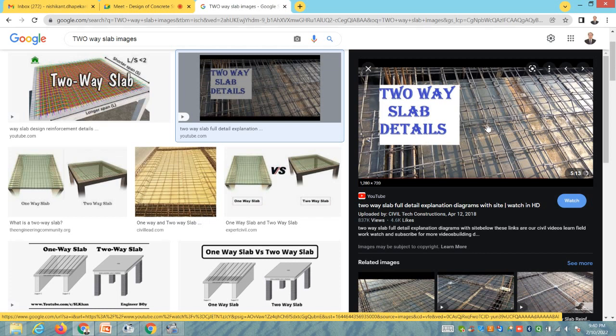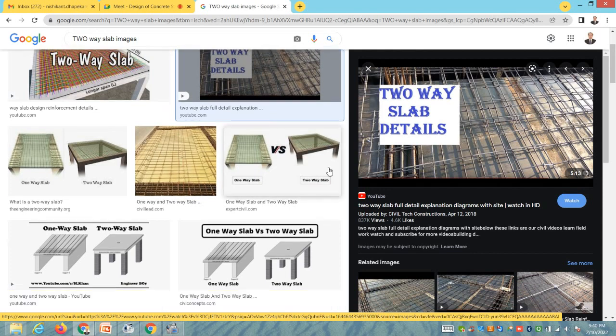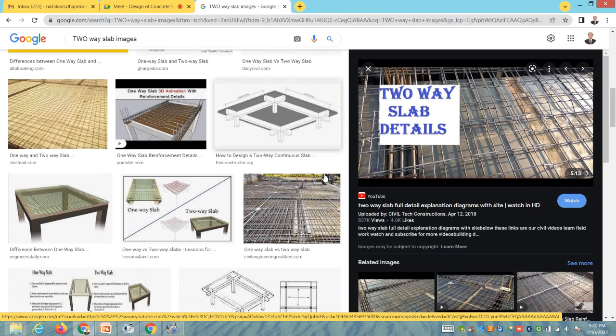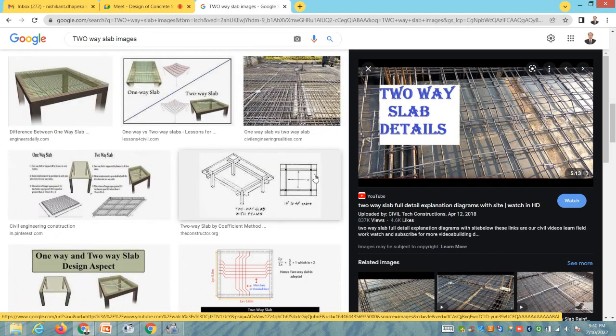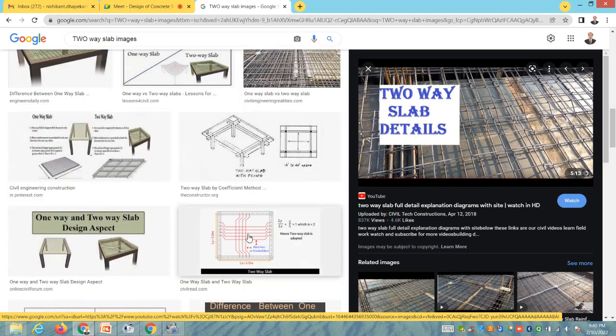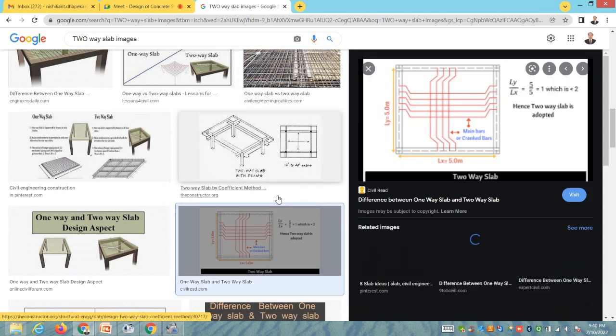But as compared to two-way slabs, in one-way slab, distribution reinforcement is provided along the longer span and main reinforcement is provided along the shorter span. This is the difference. Now the question arises, when we have to take one-way slab and when we have to design two-way slabs.